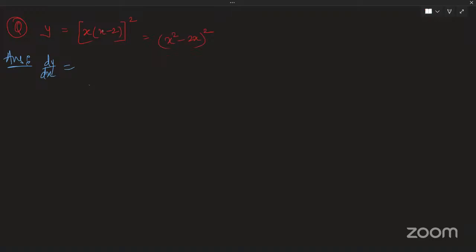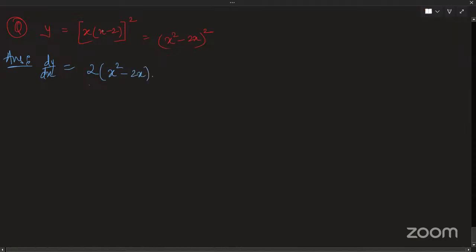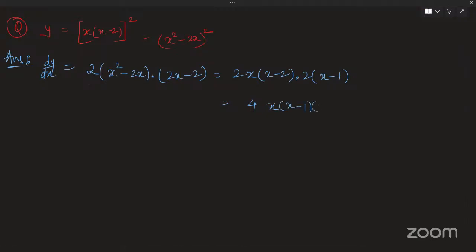2 into (x square minus 2x) into (2x minus 2). Correct, 2x minus 2. So if I just take out x common from this, I can write it as 2 into x into (x minus 2) into, I can take out 2 common from this, and I can write it as (x minus 1). So it looks something like 4 into x into (x minus 1) into (x minus 2).